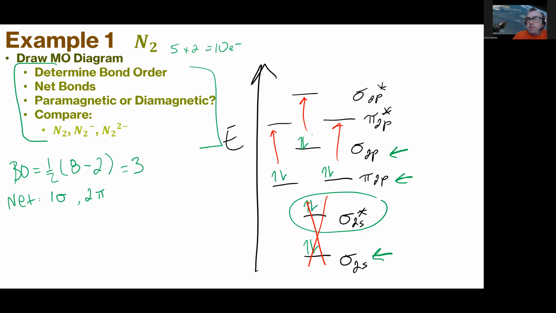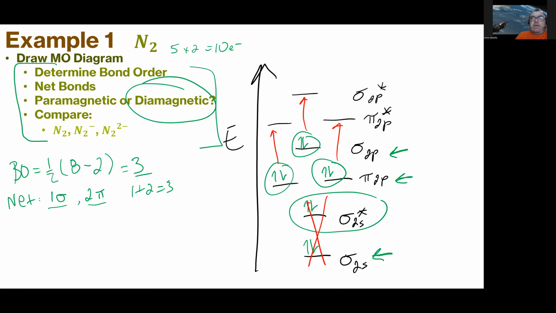Right? There's one, and there's one. Okay. The trick here is if you take 1 sigma plus 2 pi, that's a bond order of 3. These things should add up to work in our favor. Okay. Next up, we want to know, is this paramagnetic or diamagnetic? Look for unpaired electrons. Do we have unpaired electrons? No. So this must be diamagnetic because there's no unpaired electrons.